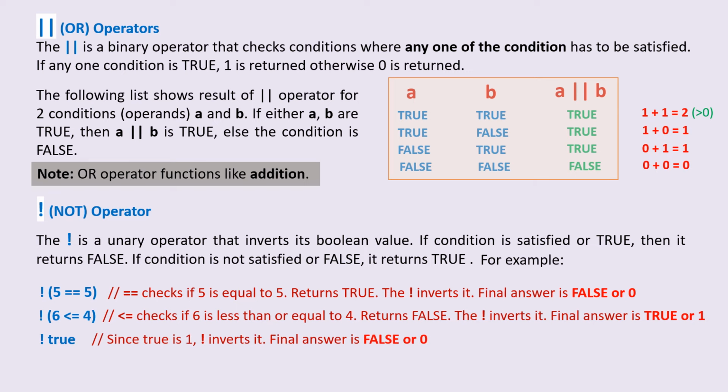Not true. Since true is 1, the NOT operator inverts it to false, or 0. Not false. Since false is 0, the NOT operator inverts it to true, or 1.